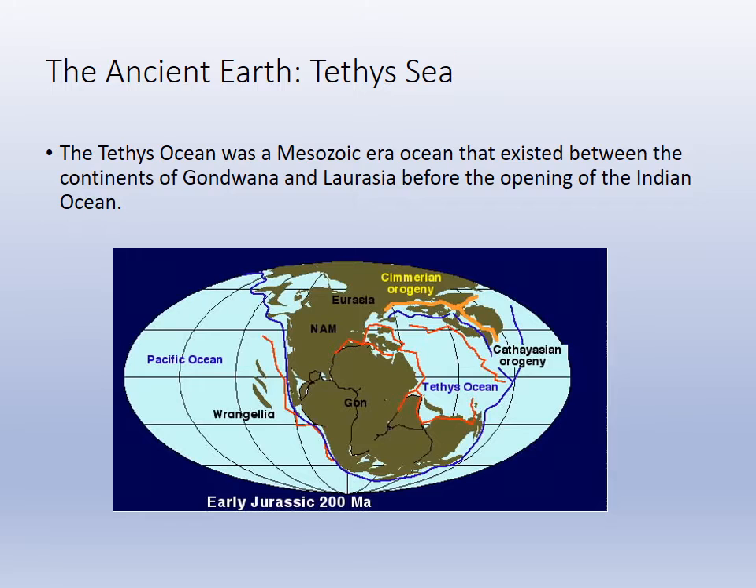Remnants of it are found in the Mediterranean, and the Pacific, which is our oldest and largest structure, existed as well. So you can see the Tethys Ocean, which is now the Tethys Sea. The remnants of it are found in the Mediterranean region.